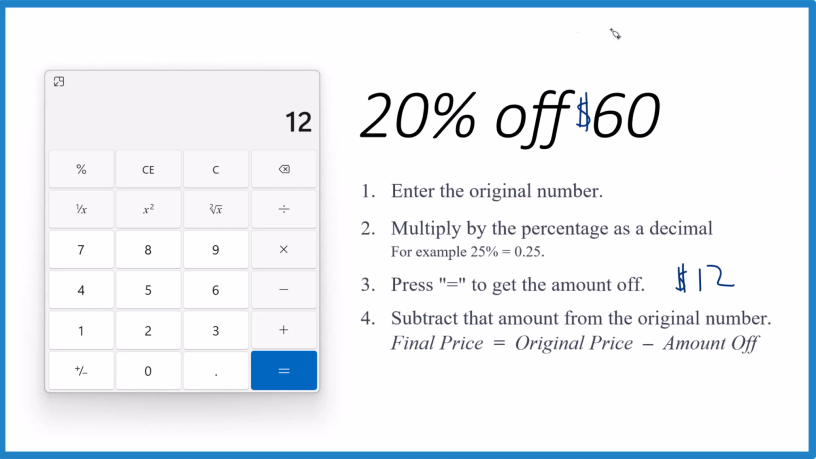So 20% is a portion of 60. That's our $12. If you want the final price, you're going to take the original price, the 60, and then subtract this amount off here, this $12. And that means you're going to pay $48. That's your final price. So this is the price you pay, your final price. This is the amount you saved here.